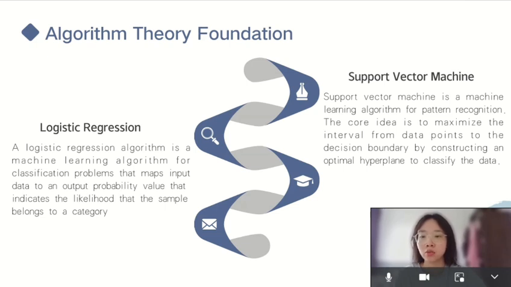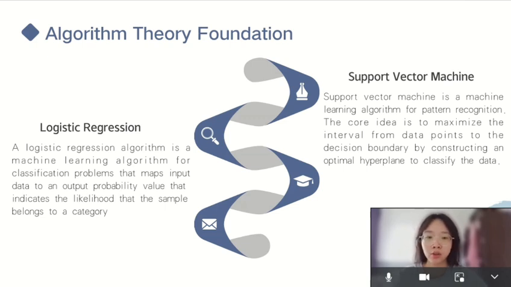A logistic regression algorithm is a machine learning algorithm for classification problems that maps input data to an output probability value that indicates the likelihood that the sample belongs to a category.